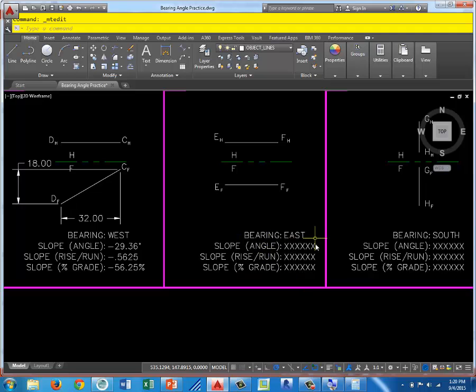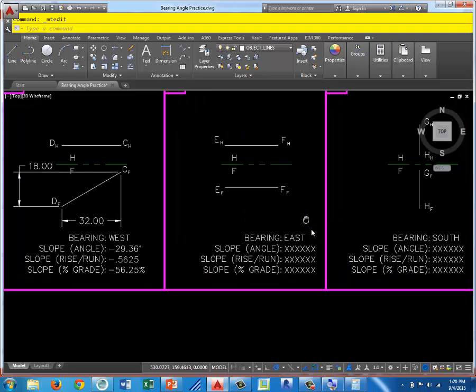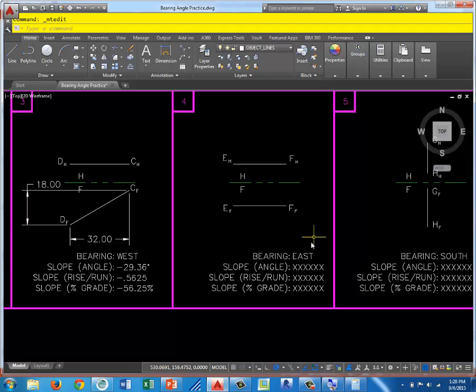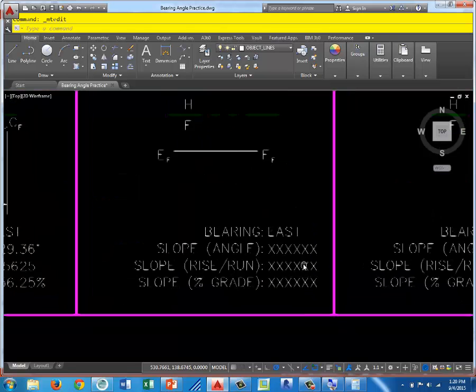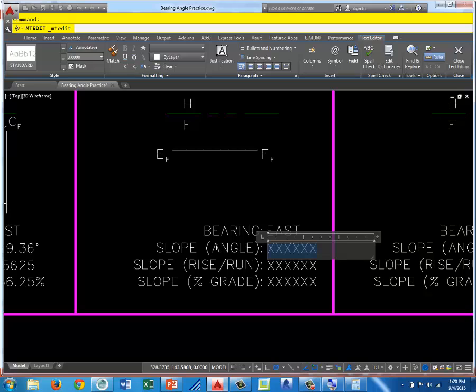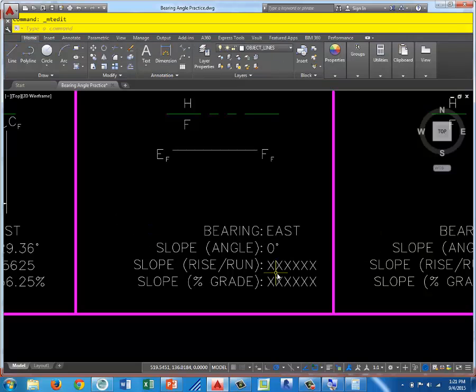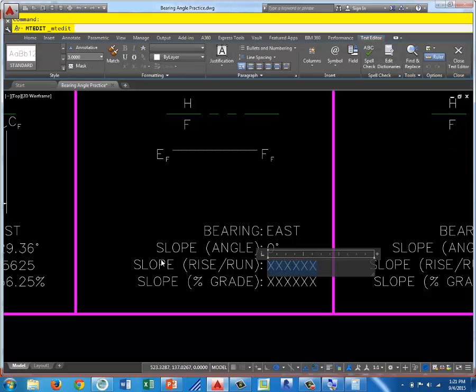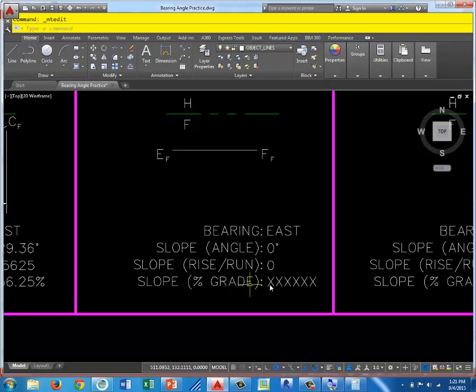So as we look at E to F, what would my slope be for this one? 0. So just like the first situation we had, they're all 0, but I do expect to see symbols even on zeros. So 0 degrees, 0 as a decimal, 0% as a grade.